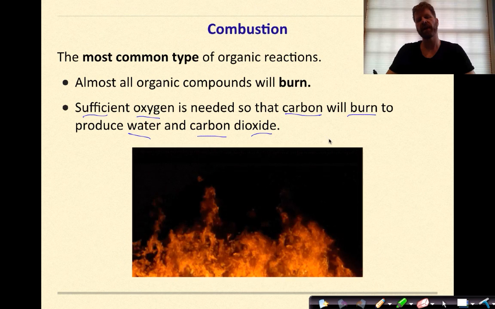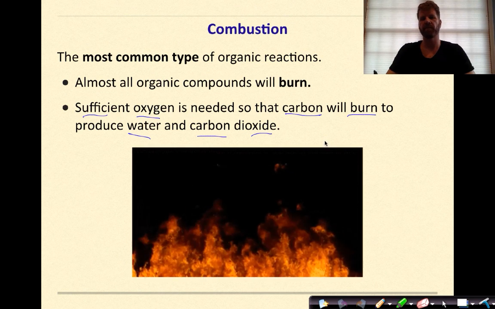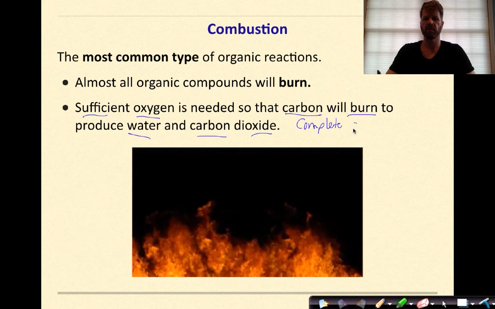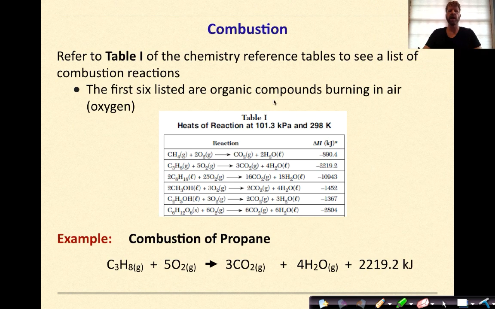When water and carbon dioxide are the only products of a combustion reaction, we call that a complete combustion. Refer to Table I of the chemistry reference tables to see a list of combustion reactions. The first 6 listed on Table I are organic compounds burning in air, and we know air is a mixture of gases. The gas in air we focus in on for combustion is oxygen gas.